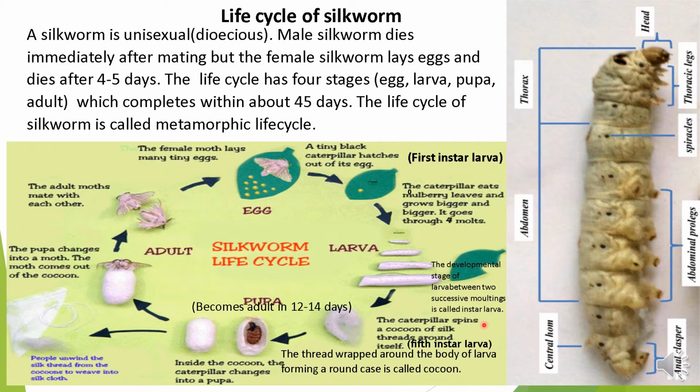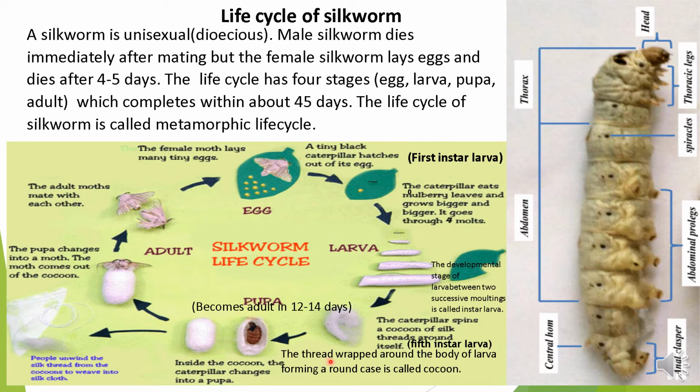The well-grown 5th instar larva starts secreting a sticky fluid from the gland present on the lateral side of the body. When this fluid comes in contact with air, it turns into a long thread called silk. The thread gets wrapped around the body of the larva, forming a round case called a cocoon. The larva changes into a pupa within this cocoon.